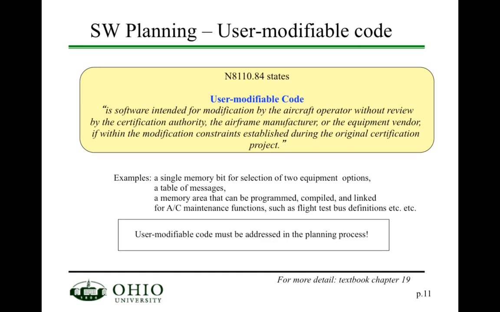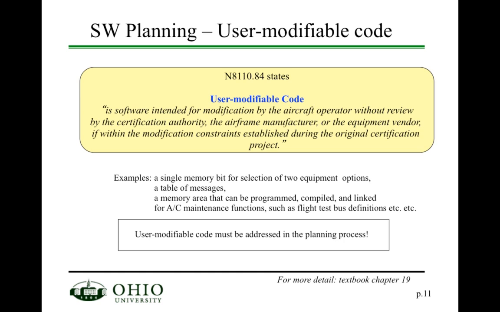In addition, there's user modifiable code, which is software intended to be modifiable by the aircraft operator without review by the certification authorities, every manufacturer, equipment vendor. Of course, all these modifications must be within the original certification project constraints. For example, this would be a single memory bit that you change to select between different pieces of equipment.